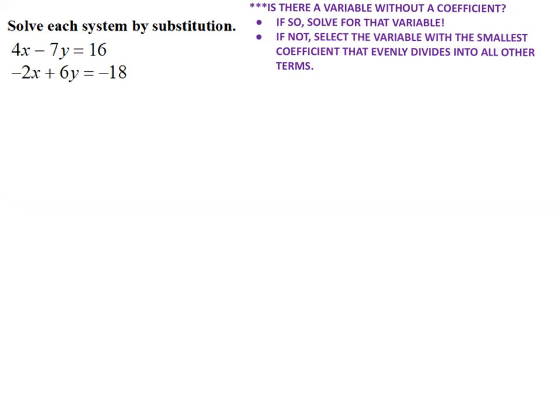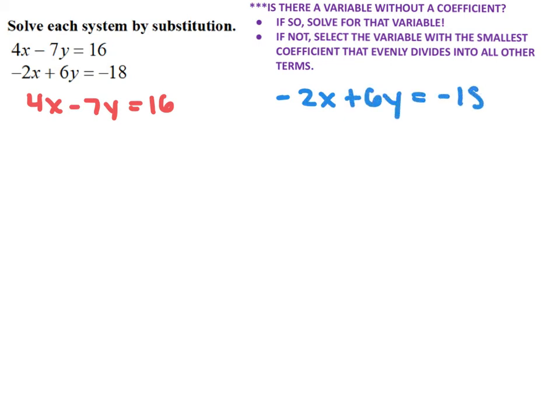Pause the video and try the next example on your own. In this example, our two equations are 4x minus 7y equals 16 and negative 2x plus 6y equals negative 18.